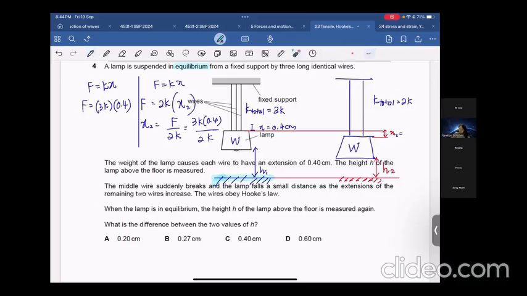The difference between H1 and H2 actually is the difference between these. So next, you already get the idea, right?